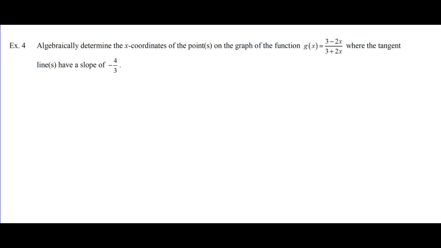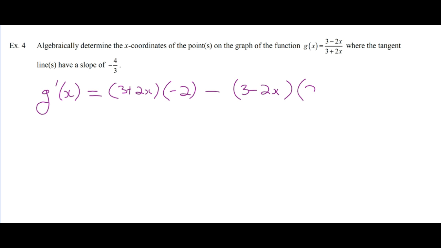If we then had to find the points themselves, we would just put those x's into g of x and get the y values. And if we had to do the line, then continue on. We would have the slope of negative 4/3 and these points, and we would find the equation. But we're not in this case, we don't have to go that far. Okay, so g prime of x. It's the denominator times the derivative of the numerator minus the numerator times the derivative of the denominator.